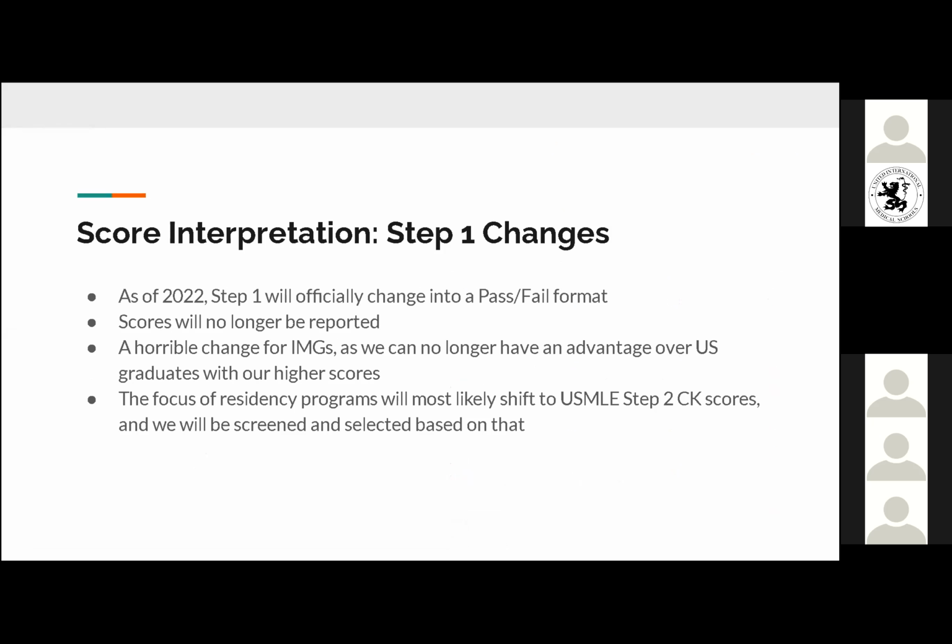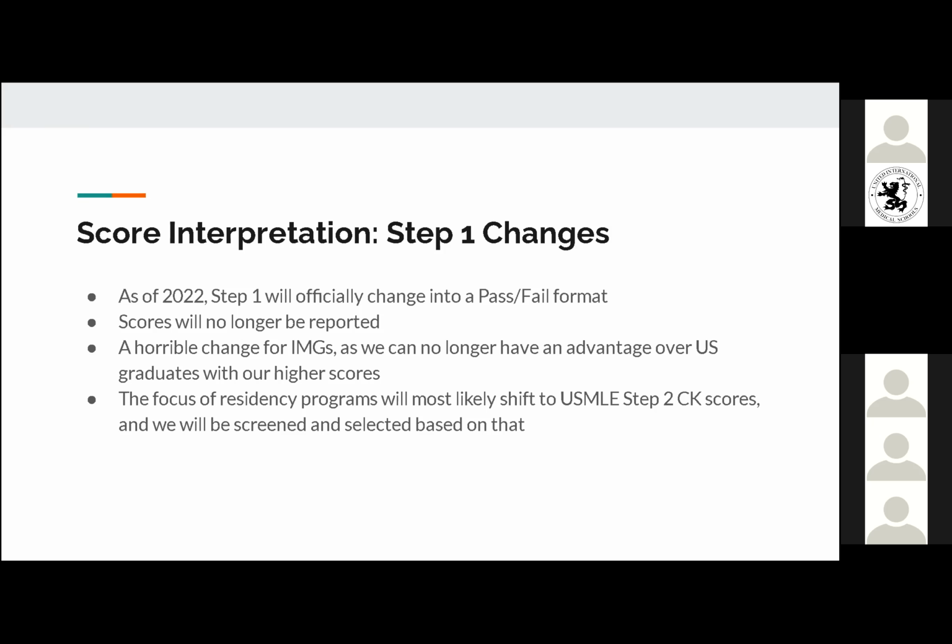So there are going to be changes. I think it's still official: it will change into a pass-fail format in 2022. I think it's in January 2022, but they are talking about some kind of delay that might happen. But anyway, the announcement was that they will no longer report scores for the USMLE Step 1.